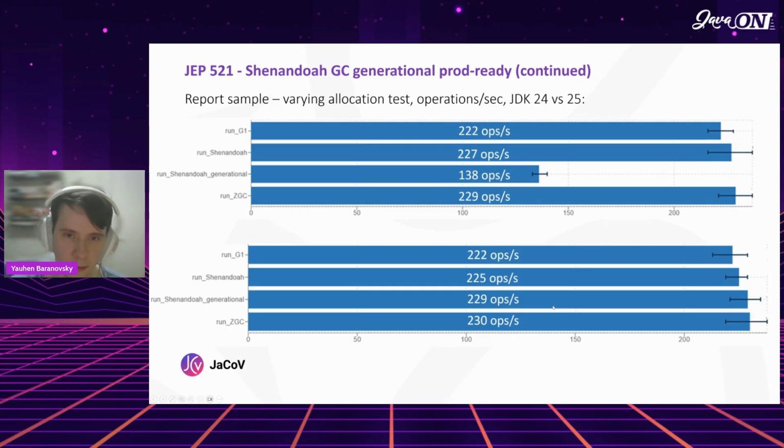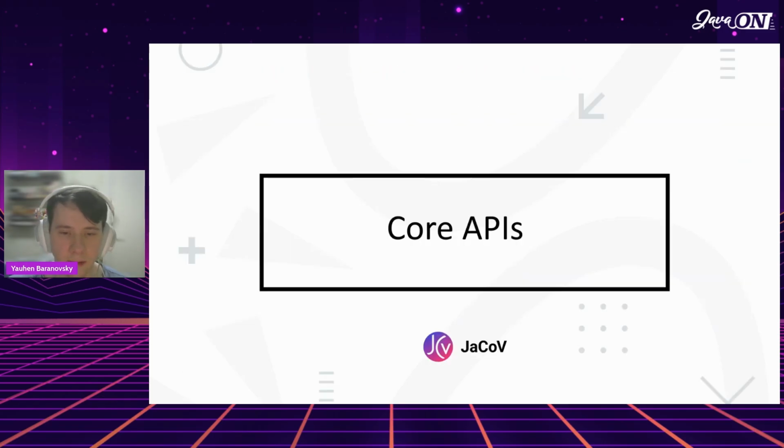And if we look at some images, it looks like that. So you may find the full precompiled report from my machine on GitHub if you want to compare it with your own results, just in case. Now let's go to the final section, which is about core API changes.